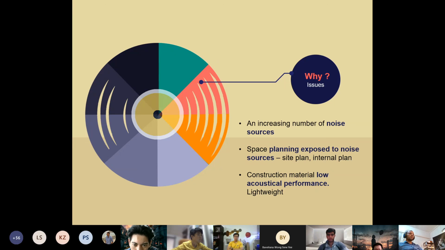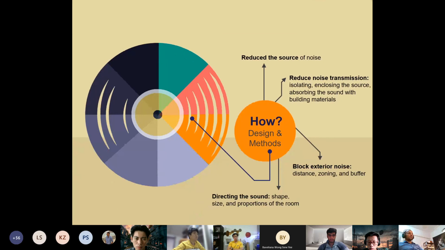So many buildings now are exposed to noise, especially buildings that are using glazing. And we also have to consider that not any material is performant in terms of acoustics. After the next classes, we will see things regarding material and acoustic performance, for example the sound absorption coefficient of material. Any material actually has a sound absorption coefficient.